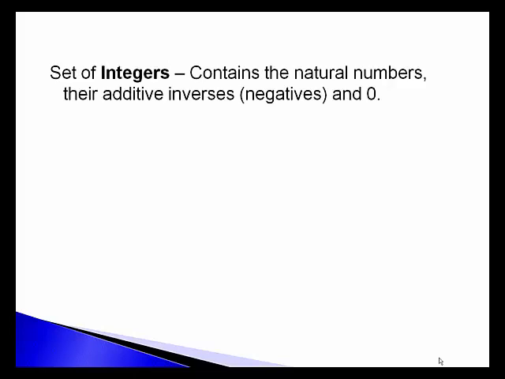Our next set of numbers is the set of integers. This set contains the natural numbers that you just looked at, their additive inverses, which is nothing more than their negatives, and the number 0. Here's what that set looks like. Notice that it continues infinitely far to the left toward the negative numbers and infinitely far to the right toward positive numbers.